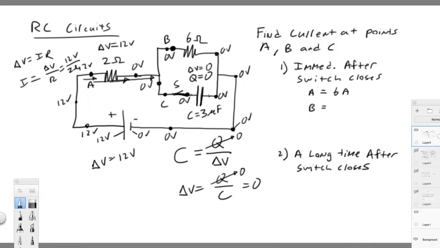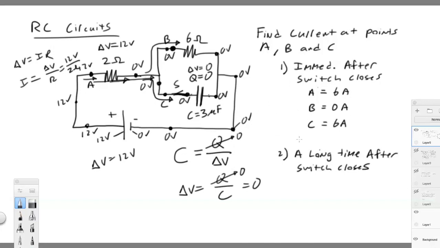Okay, how about current at B? So current at B, none of the current is going to come up here to point B because that's the path of high resistance. All of the current is going to come down here to charge the capacitor. So B has 0 amps, and then C is going to be also 6 amps. All the current is going to the capacitor.